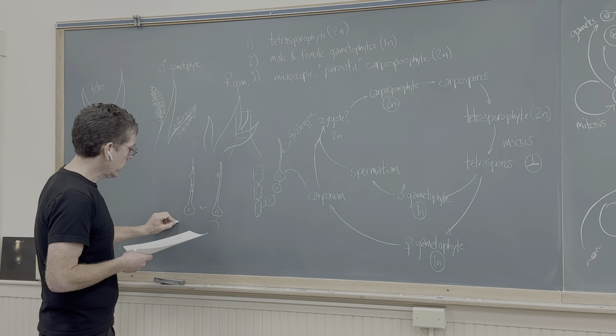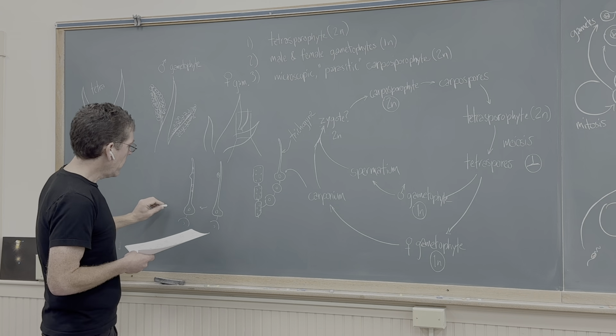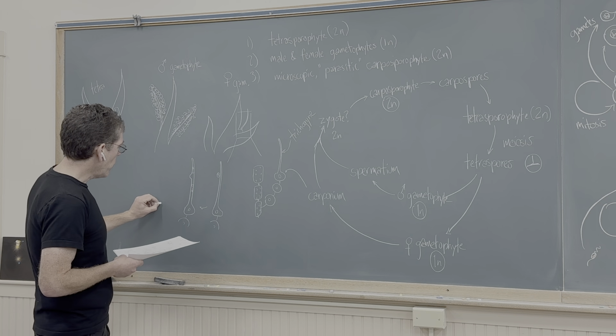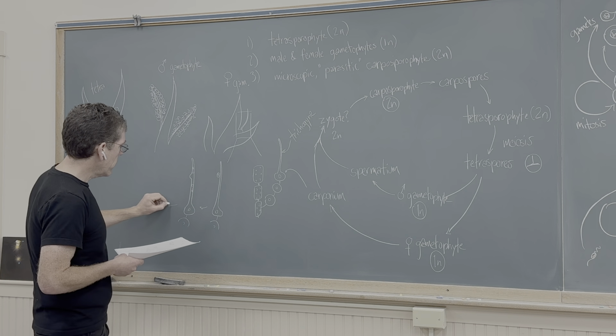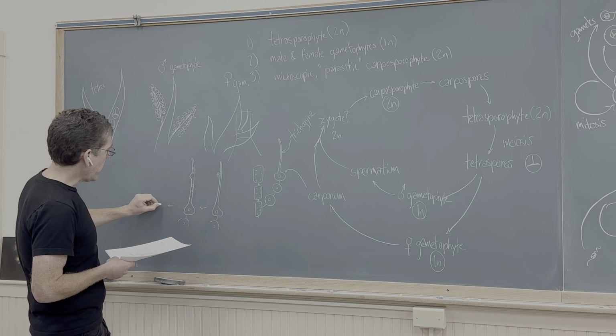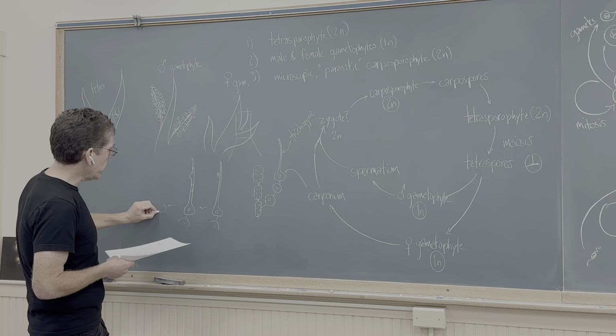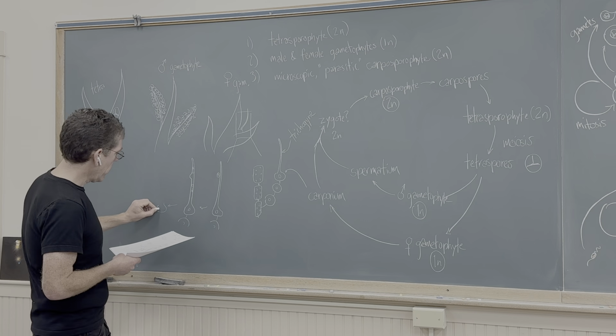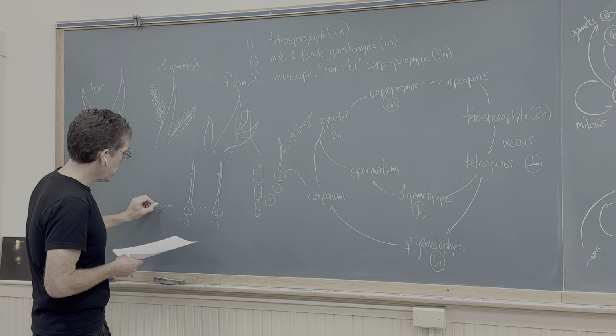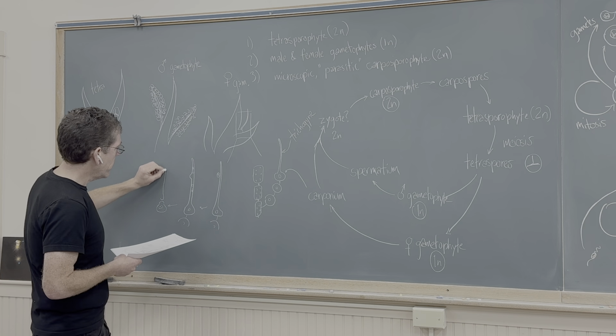And eventually, once one of the male nuclei gets together with the carpogonial nucleus, a division separates the trichogyne.